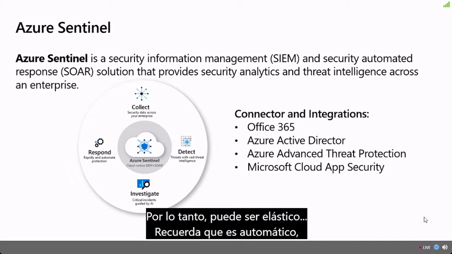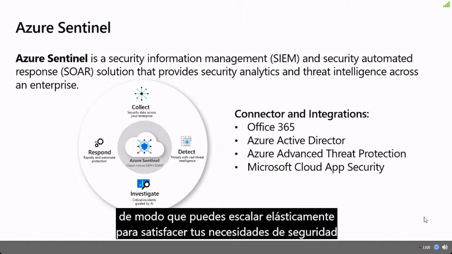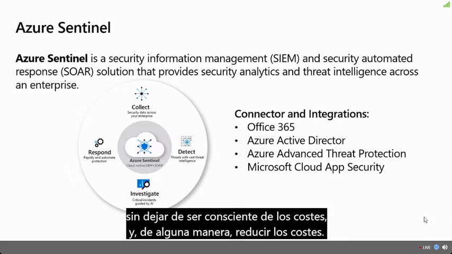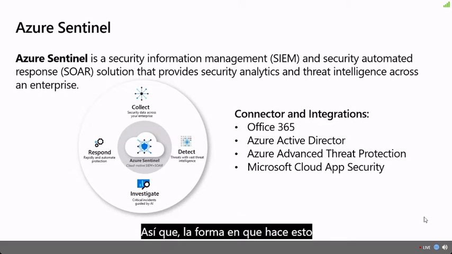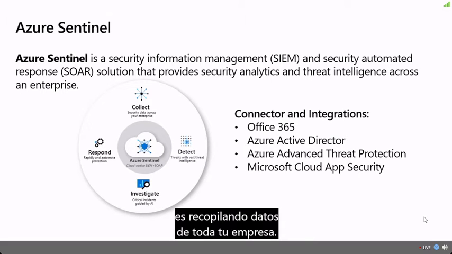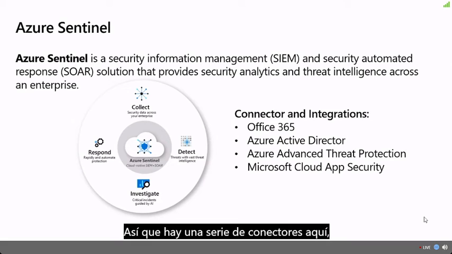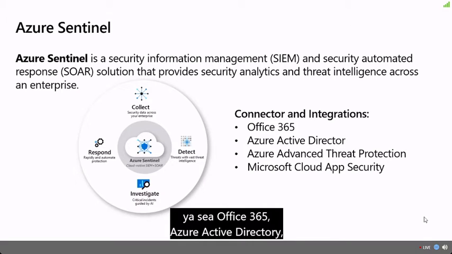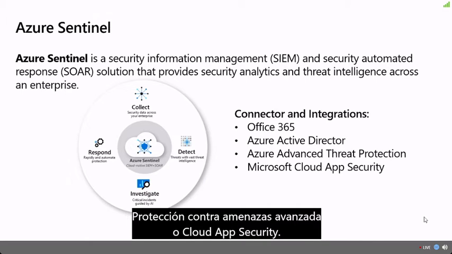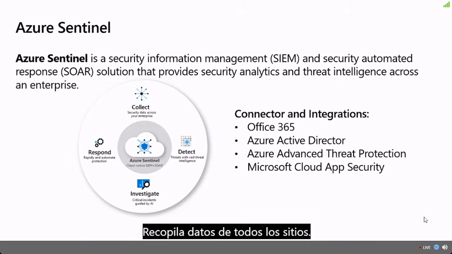So it can scale elastically, remember it's automatic, so you can elastically scale to meet your security needs while still being mindful of costs and in some ways lowering costs. The way it does this is it's collecting data from across your entire enterprise. There are a number of connectors here, whether it's Office 365, Azure Active Directory, Advanced Threat Protection, or Cloud App Security. It is collecting data everywhere.